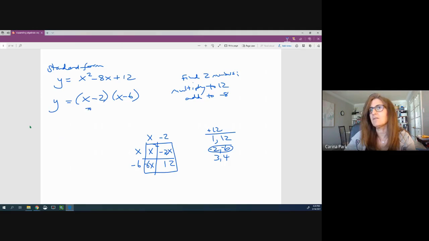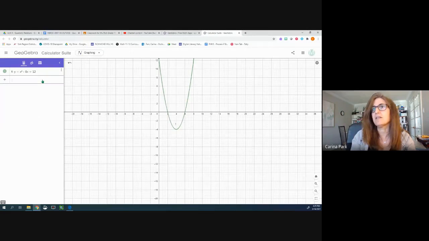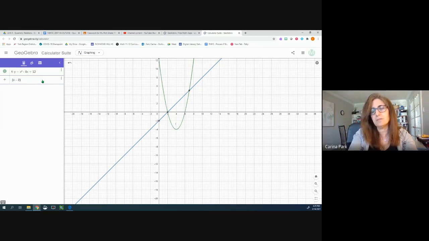Okay, and this is called factored form. So why do we care about factored form? What does it do for us? Okay, so here's what it does for us. How about if I go into GeoGebra and I type in the factored form of the equation and then see what we see? So I'm going to go back into GeoGebra and I'm going to type this in the next line. I'm going to type x minus 2 times x minus 6. What do I get?